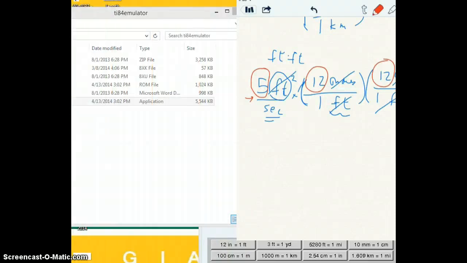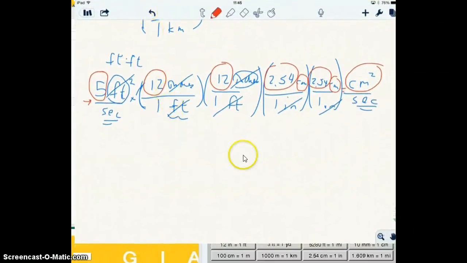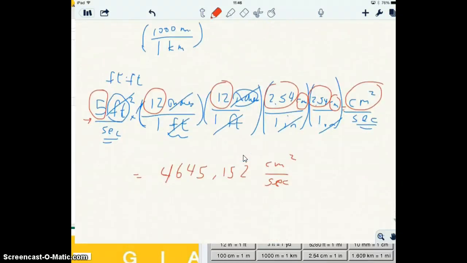Okay? So 5 times 12 times 12 times 2.54 times 2.54 is 4645.152. So the number of centimeters squared per second in 5 feet squared per second is going to be 4645.152 centimeters squared per second. And that was a pretty complicated problem, but you can see that we did it just as easily as we did the first one, which is why this method works well, okay?